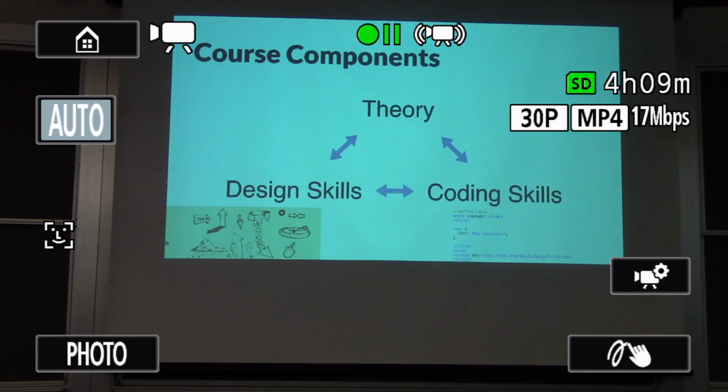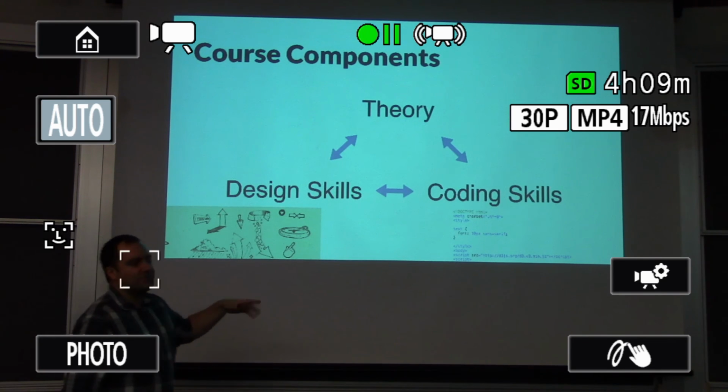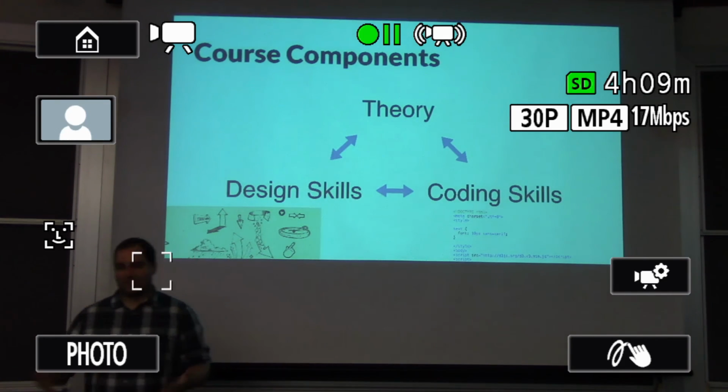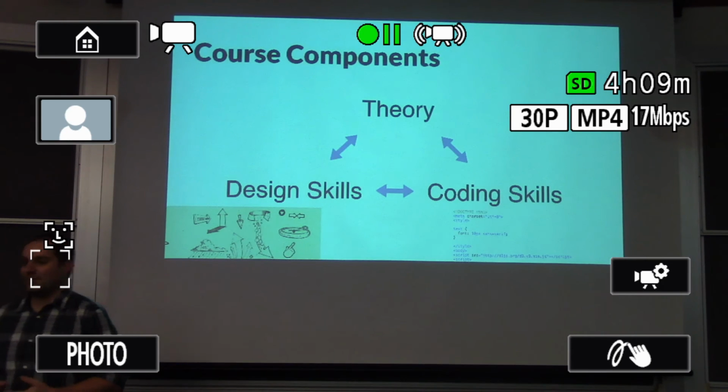So this course, as I already hinted at, is structured around 3 different components, but we'll focus mainly on the 2 things here, theory and coding skills. I'm trying something a little bit different than I did before. I will be teaching coding skills in the beginning. So the next couple of lectures, we won't be talking a lot about visualization.